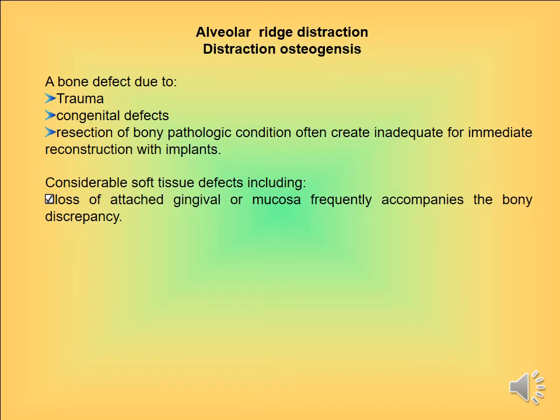For alveolar ridge augmentation, the technique is called distraction osteogenesis. Distraction osteogenesis is beneficial for defects due to trauma that lead to a loss of a huge amount of bone, or congenital defects, or reconstruction of bony pathological conditions, which are often inadequate for immediate reconstruction with implants. A considerable soft tissue defect, including loss of attached gingiva or mucosa, frequently occurs with the bony discrepancies.